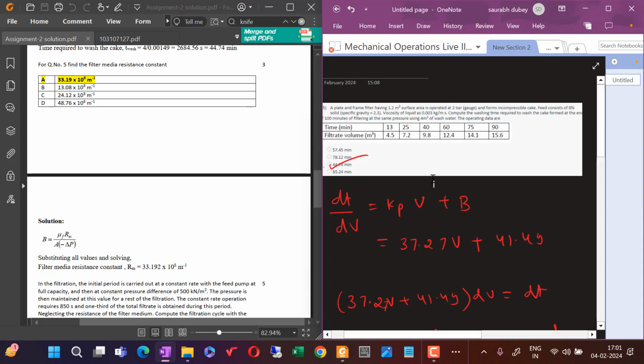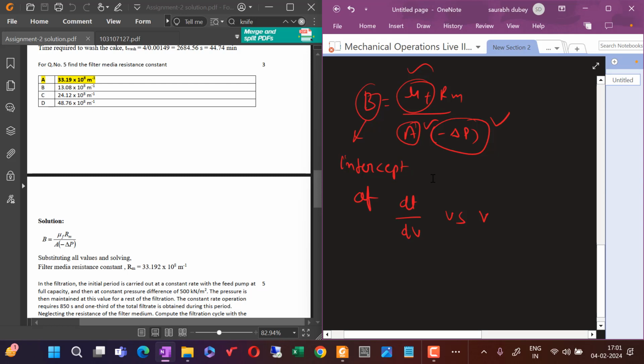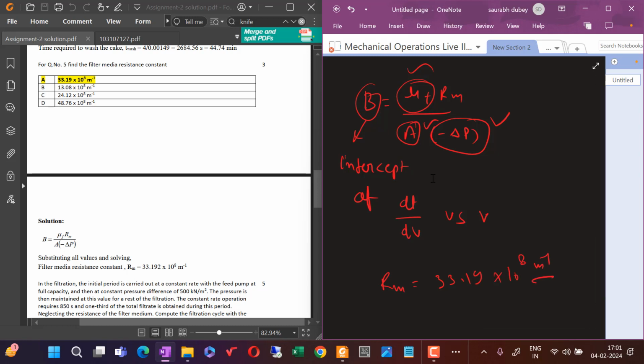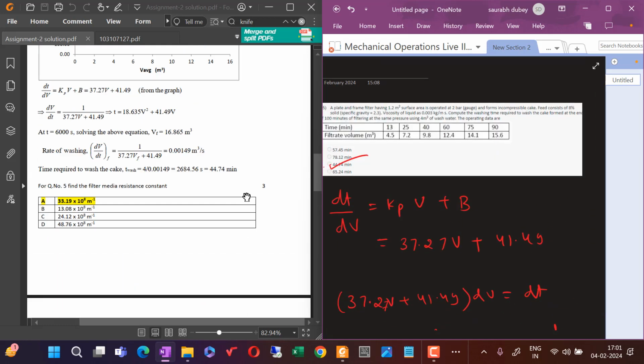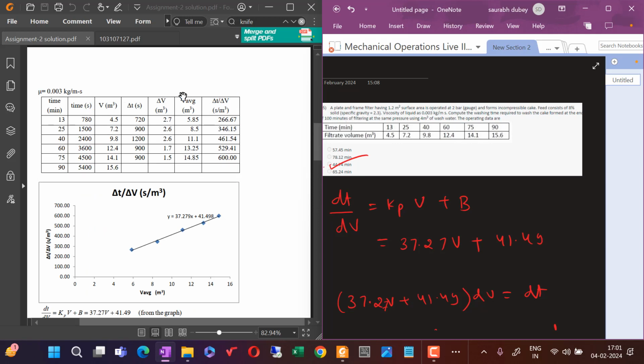So rm equals 33.19 into 10 to the power 8 meter inverse. The unit of rm is meter inverse, and this will be more clear when you actually plot this data using graph paper or on an Excel sheet.